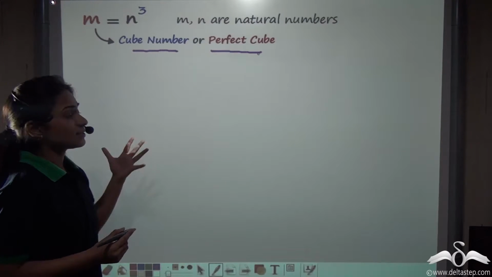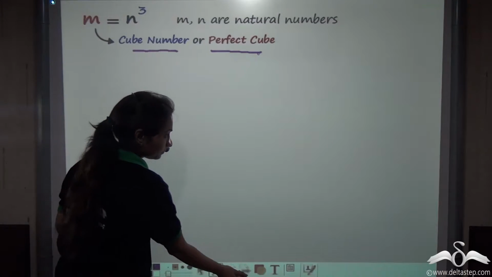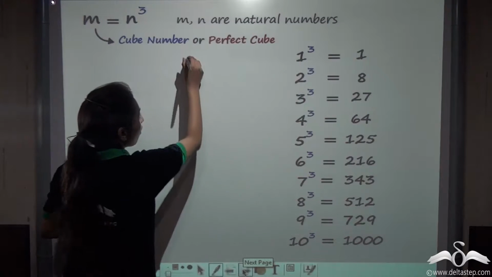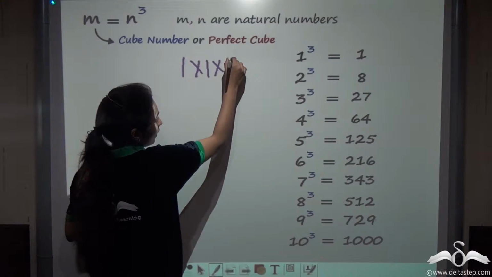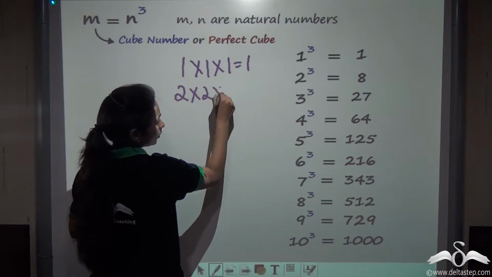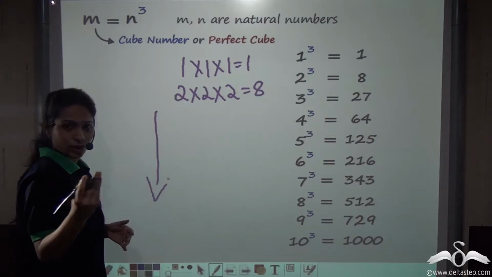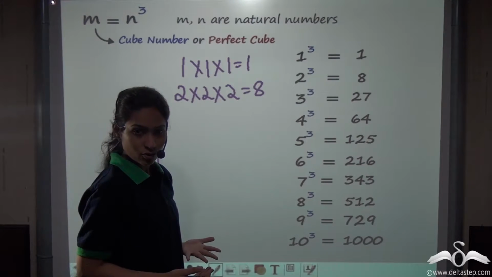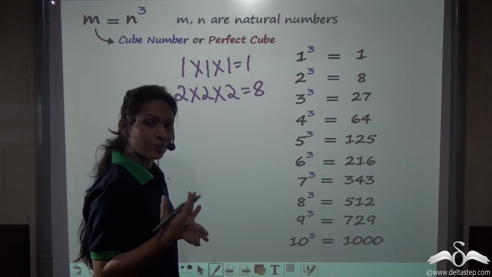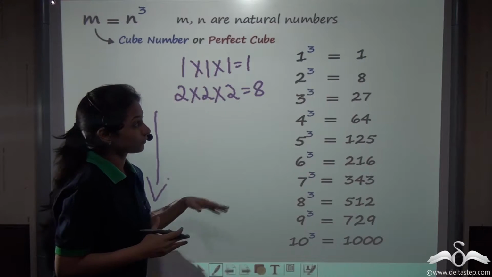So let us list down some cube numbers, say from 1 to 10. You can see 1 cube means 1 into 1 into 1, that is 1. Similarly, 2 cube can be written as 2 into 2 into 2, that gives us 8, and so on. 3 into 3 into 3, say 6 into 6 into 6, that is, each number multiplied with itself 3 times represents cube. Well, can you see an interesting thing here?